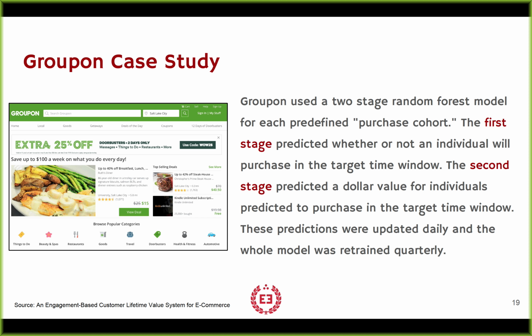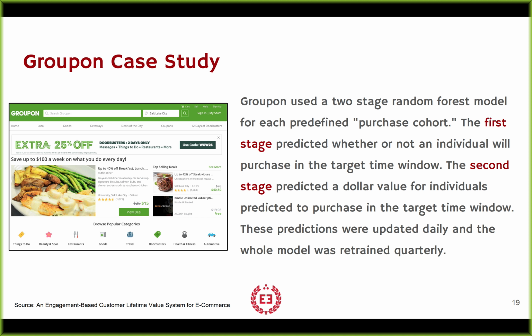But they did this to predefine purchasing cohorts. So rather than just arbitrarily say people who purchase once or purchase twice, they tried to predict the differences within individual customers. And that was to figure out whether that individual was likely to purchase in a target time window. And then once they had that, the second stage predicted a dollar value for those people. So how likely are they to use Groupon in the next month, 2 months, 5 months? And in that window, how much are they likely to spend? And they use that to get those expected values.